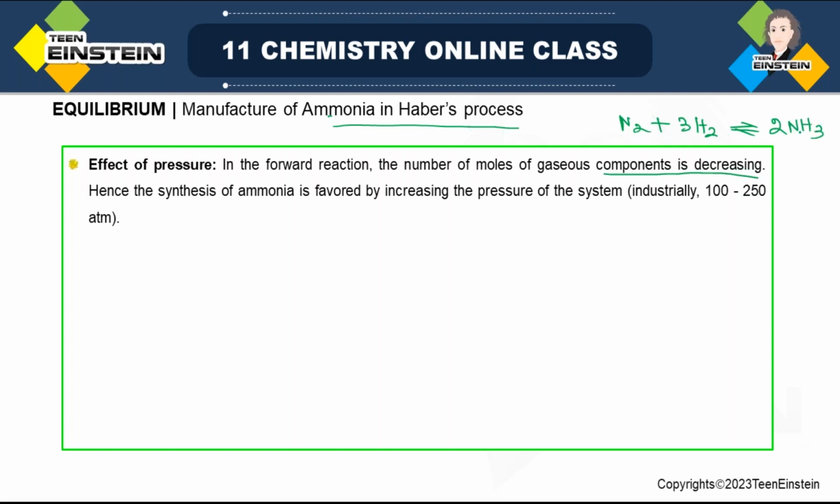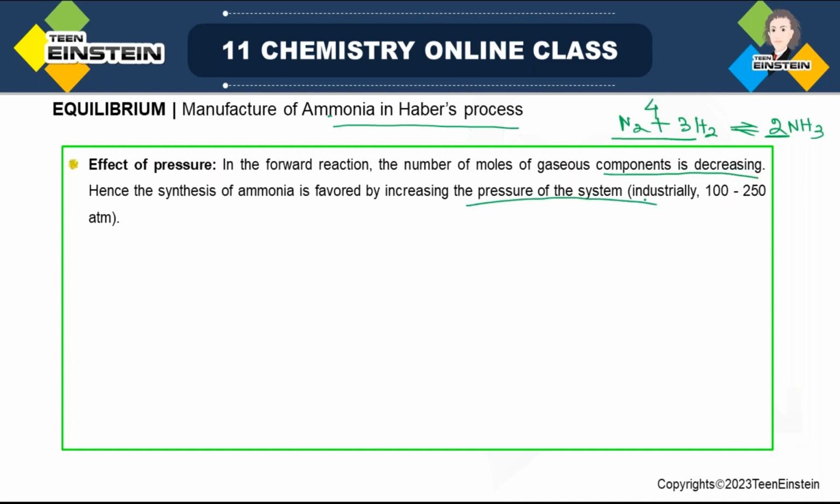So in the forward direction, we have 2 moles. Here we have total 4 moles. So in the forward direction, the number of moles of gaseous component, not just any component, gaseous component, is decreasing. So del Ng value is 2 minus 4, it is negative. Hence, synthesis of ammonia will be favored by increasing the pressure of the system.